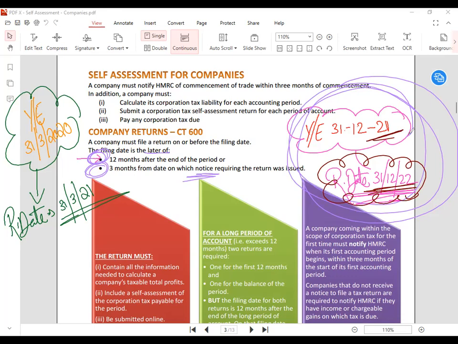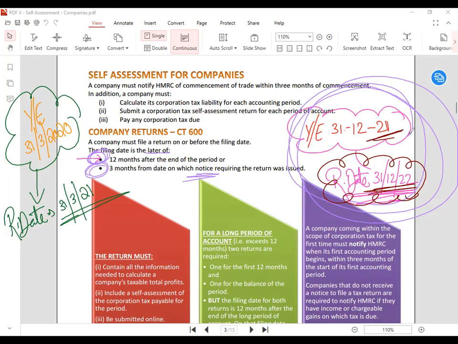you cannot tell them, excuse me, I have 1 year, I am not submitting. No, you will not say this. The second point is, if the government is asking you to submit your return, you have only 3 months. The 12 months provision will be wiped out and you only have 3 months to submit the return.